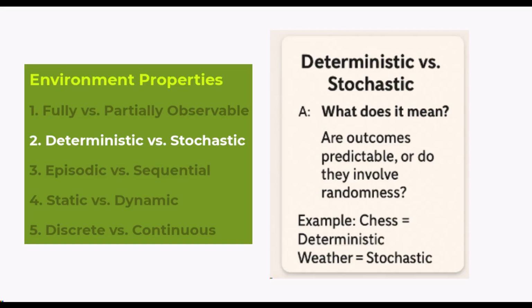Whereas the stochastic example could be weather. For weather, even if all the inputs are the same, a rainstorm might not happen, or it might be stronger or weaker than predicted. So outcomes are probabilistic and not certain.